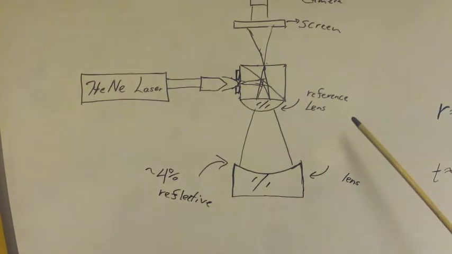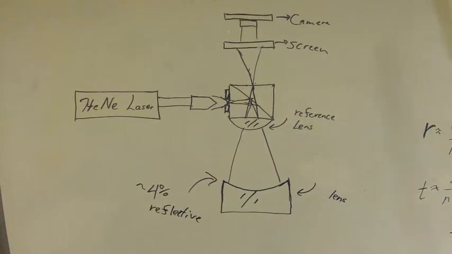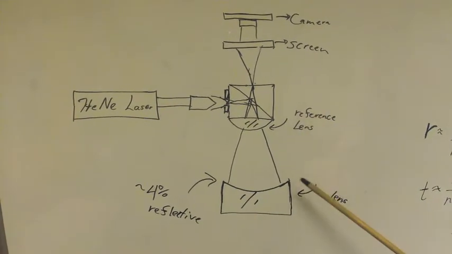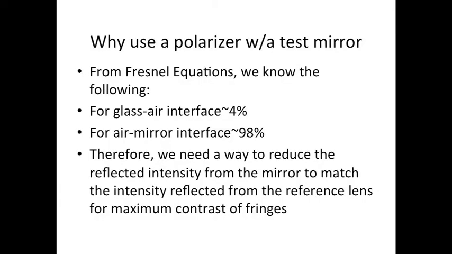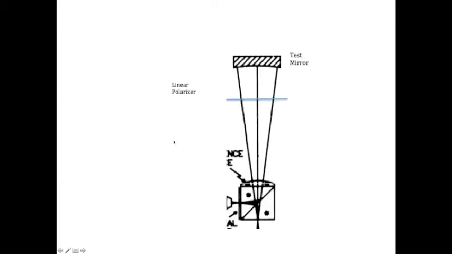In this case right here, we don't need a polarizer due to the fact that we have 4% reflection off of both lenses. Why use a polarizer with a test mirror? From the Fresnel equations, we know for a lens there's about 4% reflection at each surface, and for a mirror there's about 98% reflection. Therefore, we need to match the reflected intensity from the mirror and the reference lens to get maximum contrast of the fringes. We know the laser is linearly polarized, so we can use a linear polarizer to cut down the intensity from the reflected beam from the mirror. If the degree of polarization at this point was low, we could also use a neutral density filter.